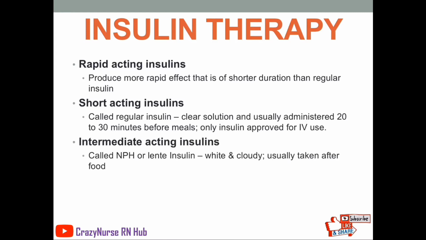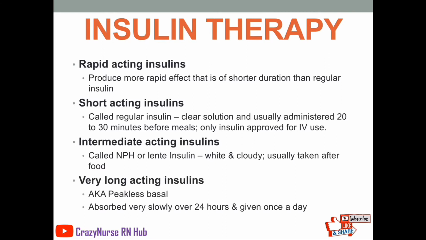We also have your intermediate-acting insulin. These are called NPH insulin, or neutral protamine hagedorn, or lente insulin. Intermediate-acting insulins, which are similar in their time course of action, appear white and cloudy. If NPH or lente insulin is taken alone, it is not crucial that it should be taken 30 minutes before the meal. However, patients should eat some food around the time of the onset and peak of these insulins.